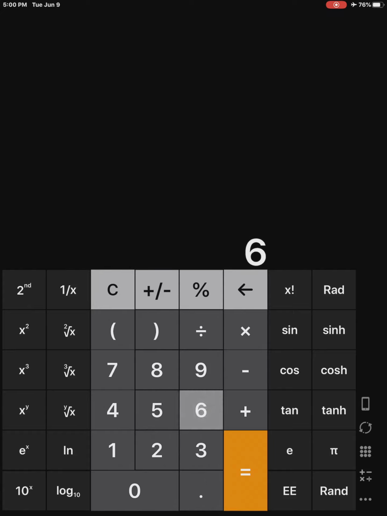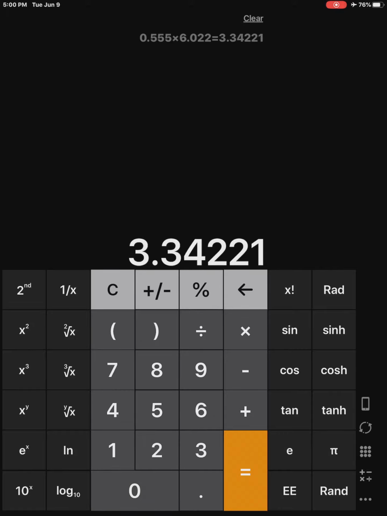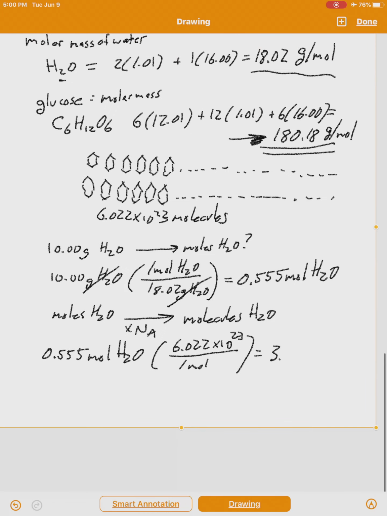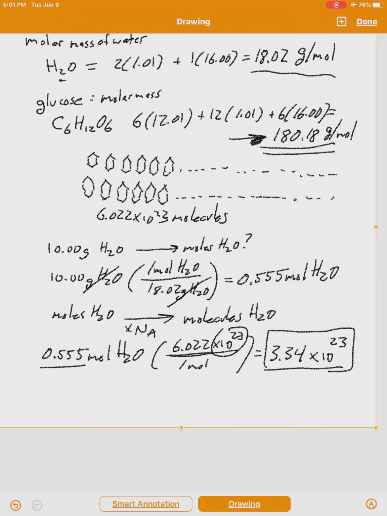0.555 times 6.022. I won't even do the times 10 to the 23rd. 3.34, times 10 to the 23rd. See, I don't need that calculator to mess me up on that. 0.555 times 6.022 is 3.34. And then we just multiply it by 10 to the 23rd. Okay? So if you have 10 grams of water, this is how many molecules of water you have.